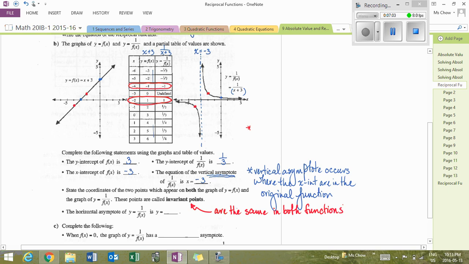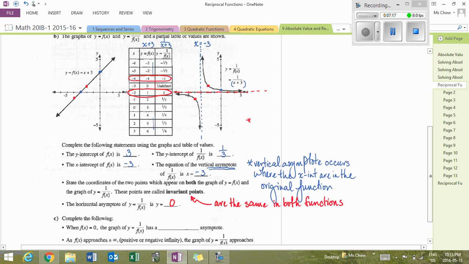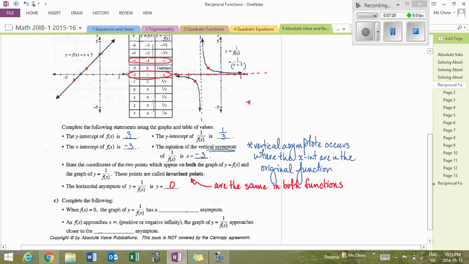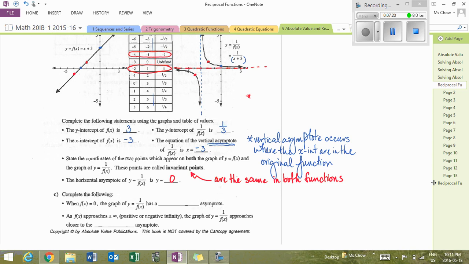The horizontal asymptote, you can see again where that occurs, is right there, and that is going to be at your x-axis, so when y is equal to 0. So it approaches, but it never touches. So complete the following. When f of x is equal to 0, the graph of the reciprocal 1 over f of x has a horizontal asymptote. Okay. And that happens at y equals 0, right? That is the equation of the line for your x-axis.